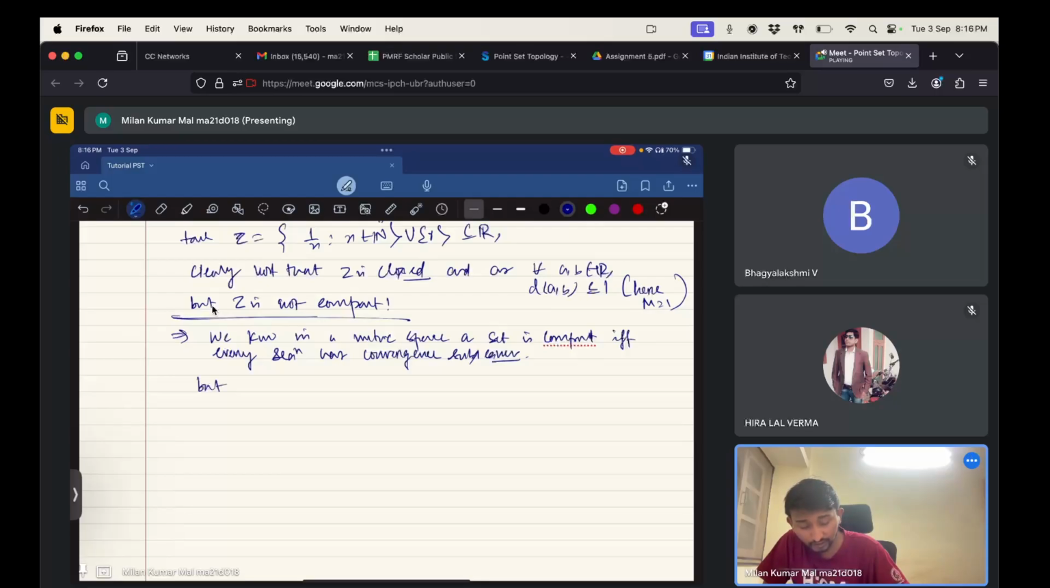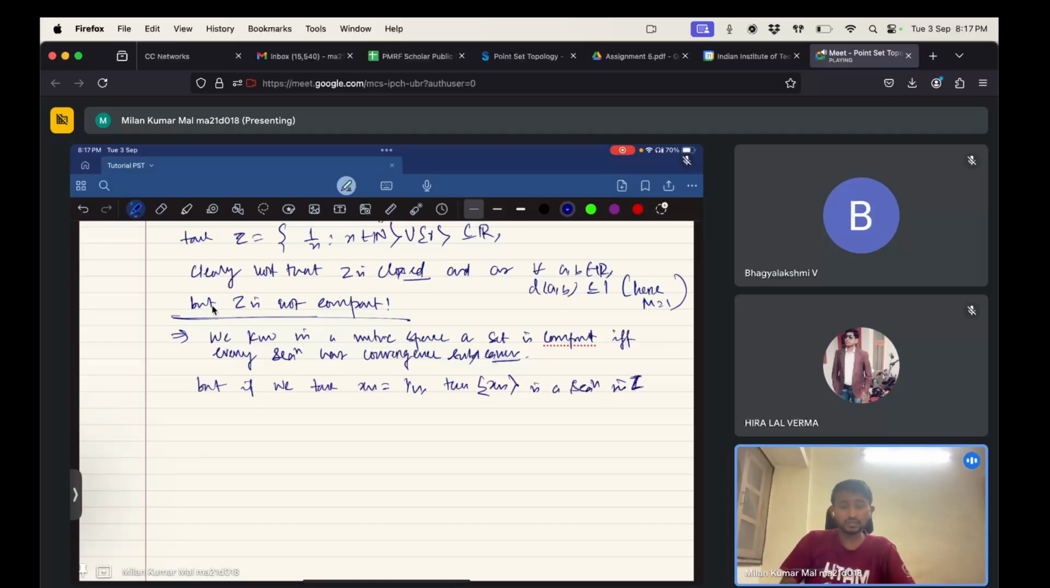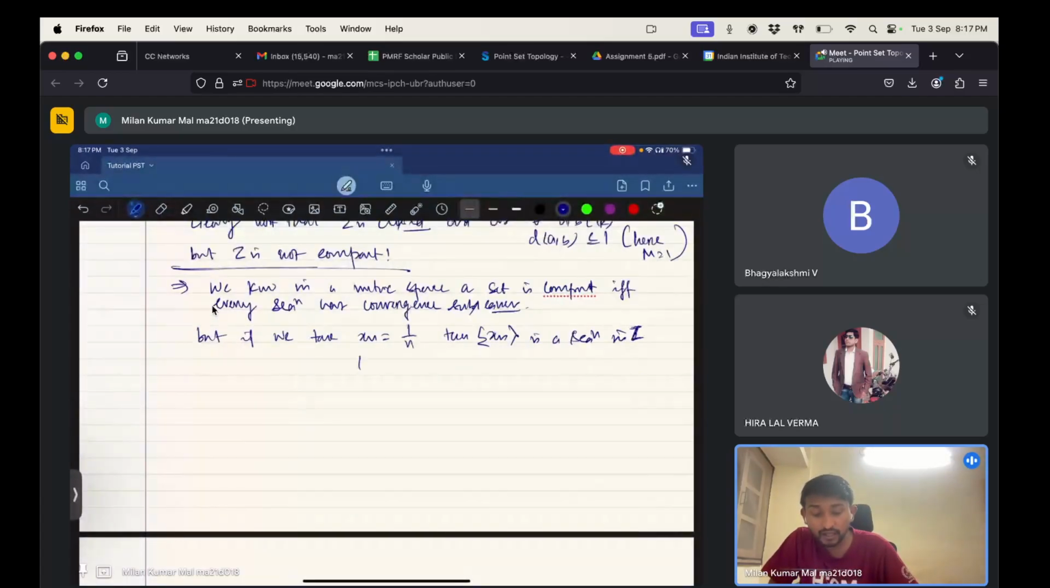But if we take xn equal to 1/n, then xn is a sequence in Z, but xn does not converge. We know that 1/n converges to 0 in the real numbers, or in the closed interval [0,1], but it does not converge in the discrete topology. Why does it not converge?